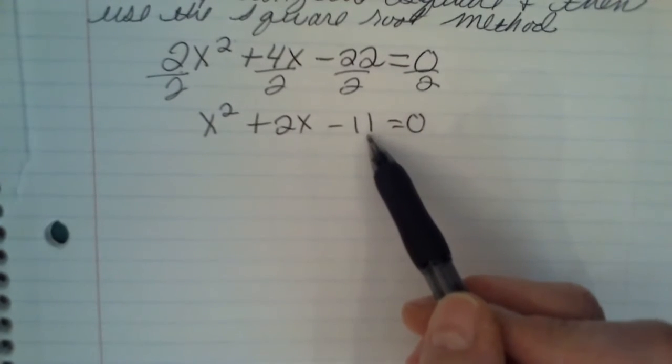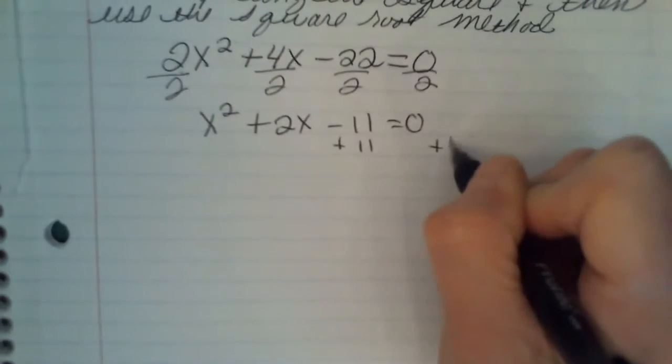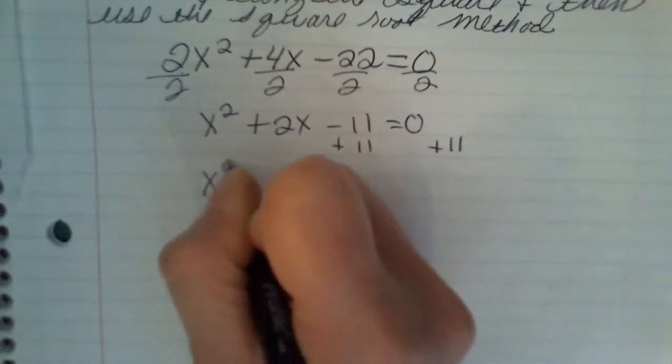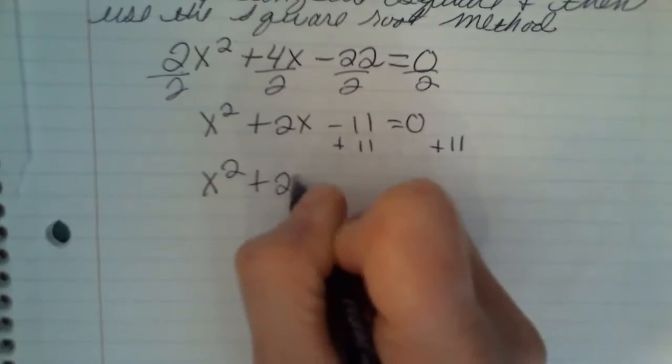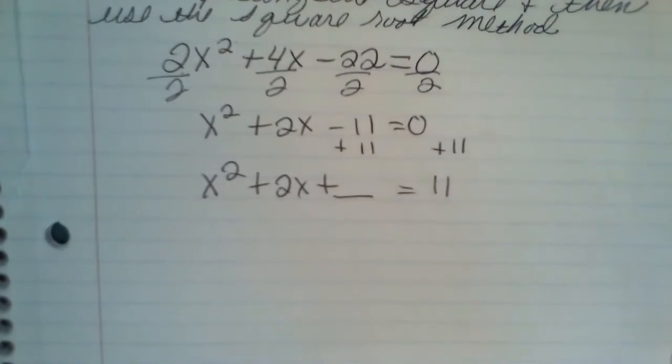Now this negative 11 needs to go to the other side. So I'm going to go ahead and add that to both sides to get it to the other side. x squared plus 2x plus some constant equals a positive 11.